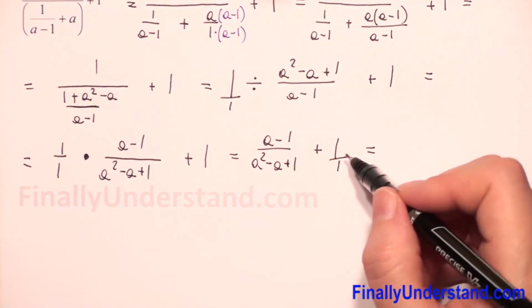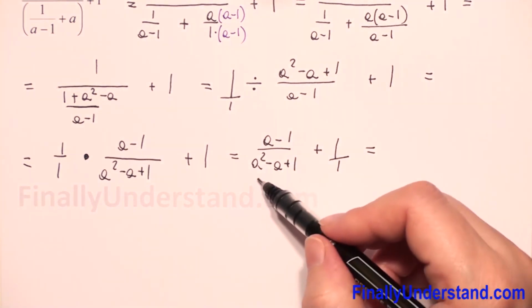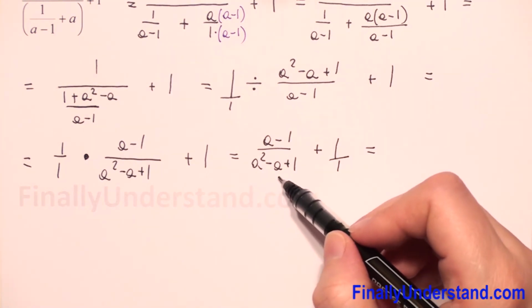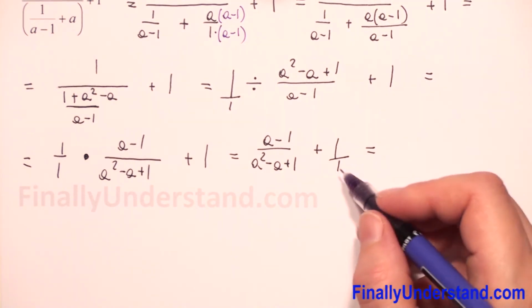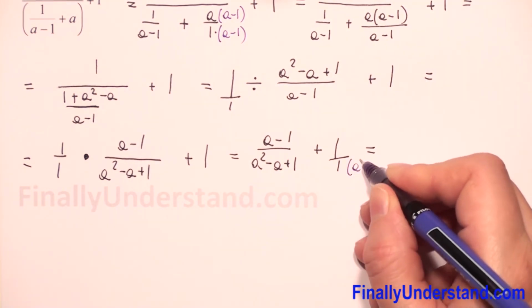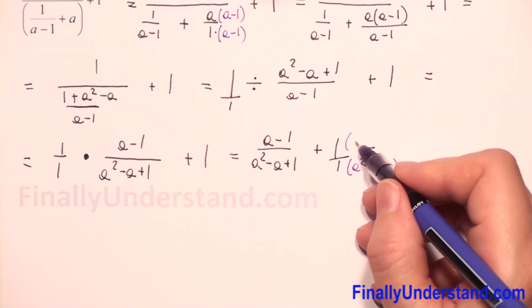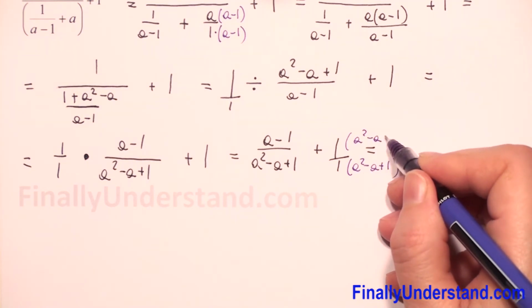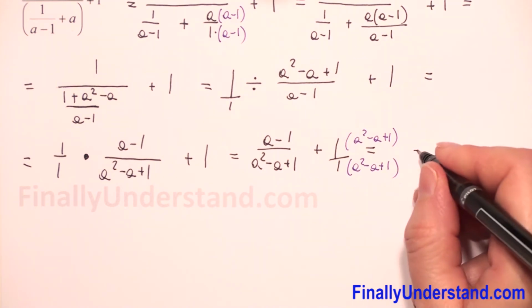And now when we have fractions, the common denominator for 1 and a squared minus a plus 1 will be a squared minus a plus 1. So I need to multiply 1 times a squared minus a plus 1. The same I have to do with the numerator. Whatever I did with the denominator, I have to do the same with the numerator. So now this is equal.